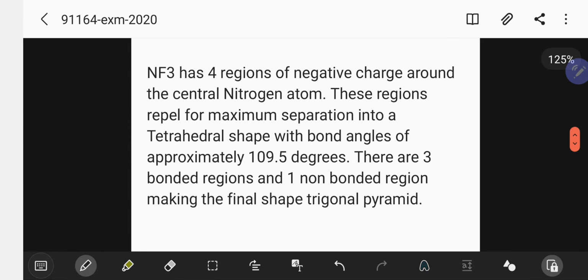And then for NF3, there are 4 regions of negative charge around the central nitrogen atom. They're going to repel for maximum separation into a tetrahedral shape, so it's going to be different this time because there are more areas of negative charge, more repulsion, and it has bond angles of 109.5 degrees. There are 3 bonded regions and 1 non-bonded region, so the final shape isn't going to be tetrahedral, it's going to be trigonal pyramid.